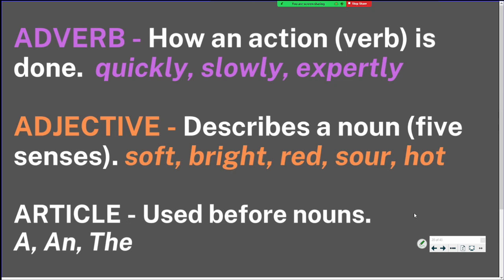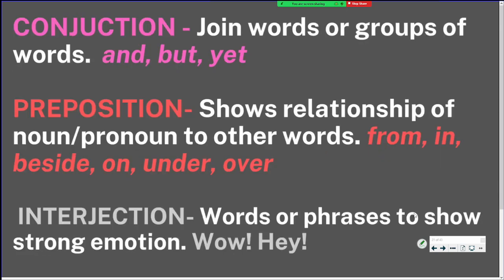Then we have adjectives. These describe nouns. I use the 5 senses as a good reminder. So what things look like, what they smell like, what they taste like, what they feel like, what they sound like. So soft, bright, red, sour, hot. These are examples of adjectives. They describe nouns. We have articles. These are used before nouns. There's 3 of them in the English language. We have a, an, and the. And then we have the IONs. We have the conjunctions, the prepositions, and the interjections.